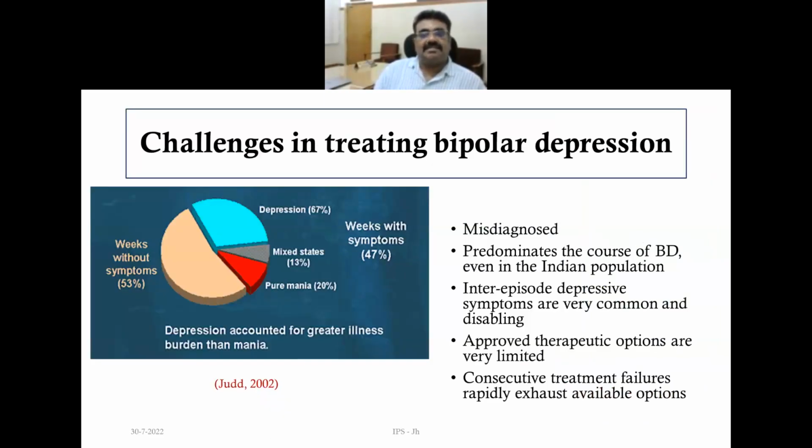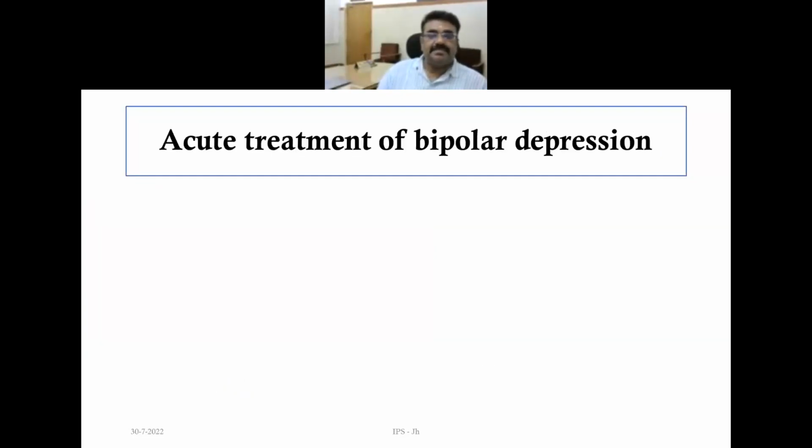So what are the challenges in the treatment of bipolar depression? It's misdiagnosed most commonly. It predominates the course of bipolar disorder even in the Indian population. Like I said, the time spent is much more. Inter-episode depressive symptoms are very common and tend to be disabling. We have very few therapeutic options actually. If you look at guidelines, there are very few options available for the treatment of bipolar depression, and if we exhaust these options, there are very few treatments left. So it's very important to treat bipolar depression rationally and to use the guidelines to tailor it to the needs of our individual patients.